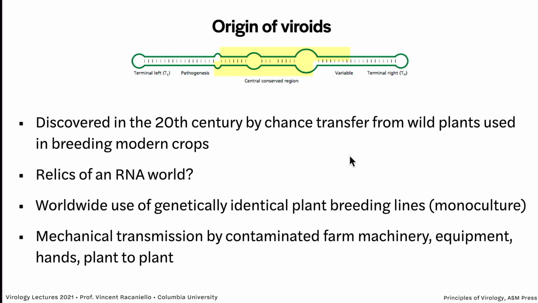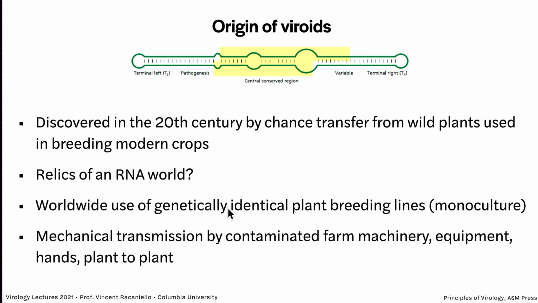Well, they came from the RNA world, I'm quite sure. We discovered them in the 20th century, where probably they were in wild plants. And of course, we use wild plants to breed modern crops, and we essentially transferred them, introduced them into our agriculture, but they've been in wild plants for many, many years, for as long as there have been plants probably, and even before.